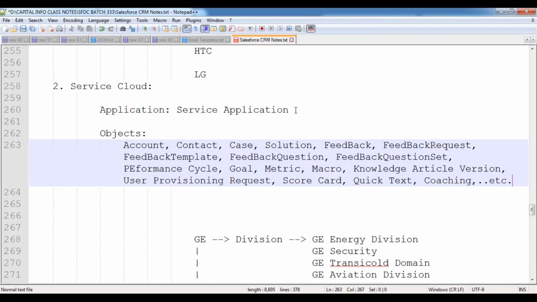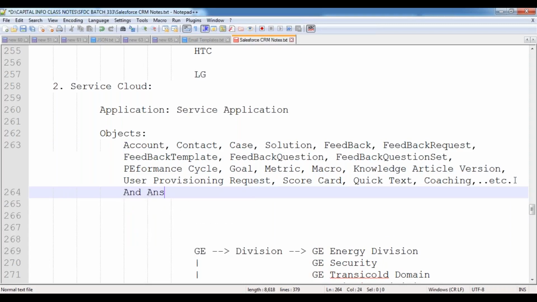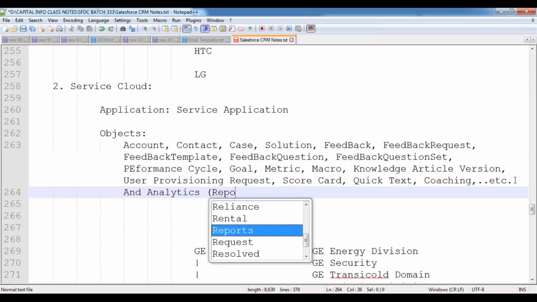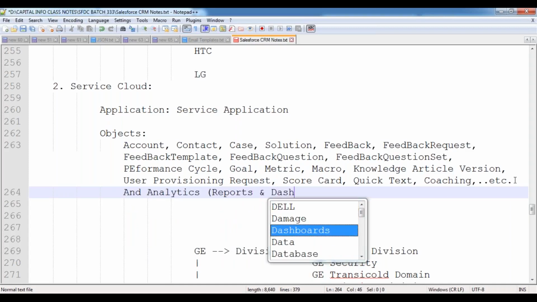Like that various objects we are using here. So as part of this service application, we are using the various objects like account object, contact, case, solution, feedback, feedback request, feedback template, feedback question, feedback question set, performance cycle, goal, metric, macro, knowledge article version, user provisioning request, scorecard, quick text, coaching. Along with that, we are using the analytics feature also. As part of analytics, we have reports and dashboards also.